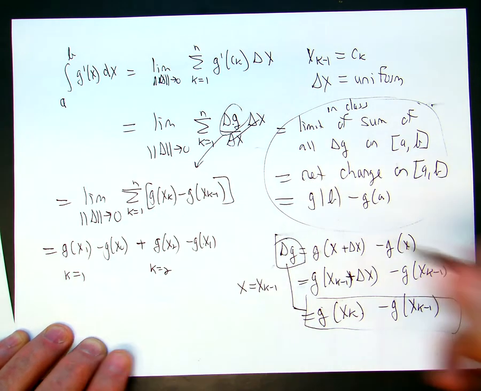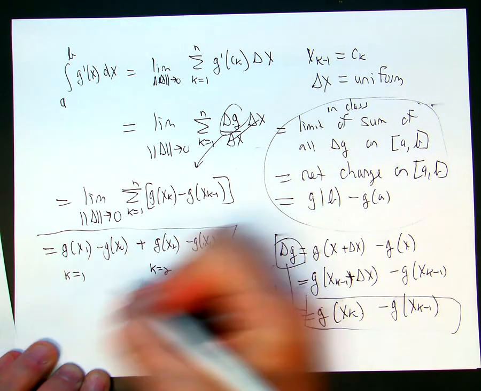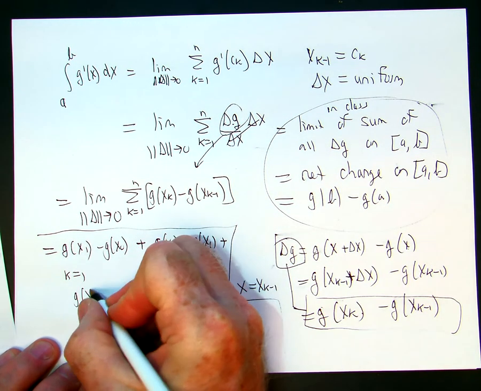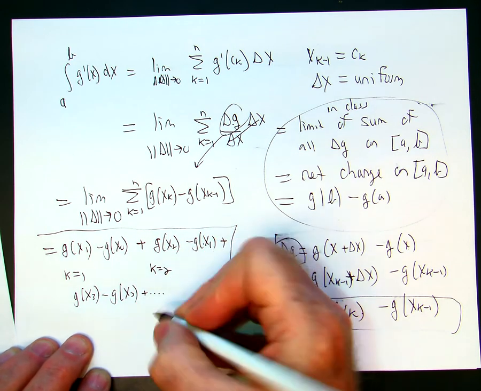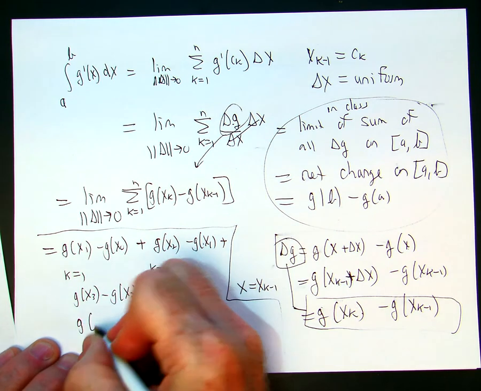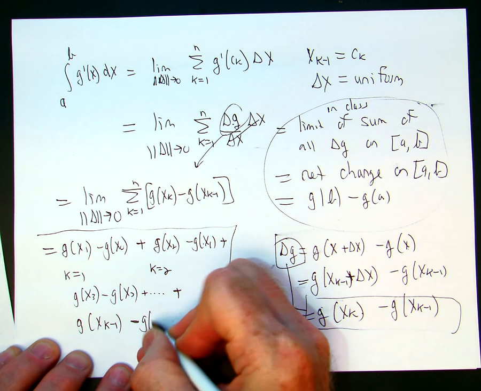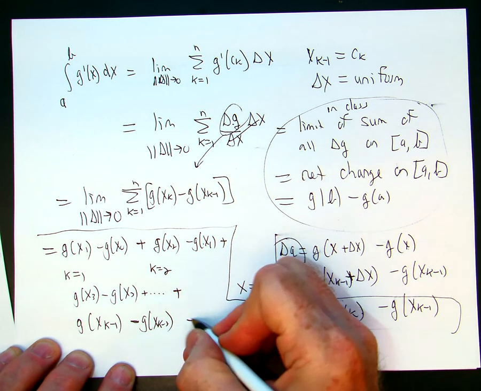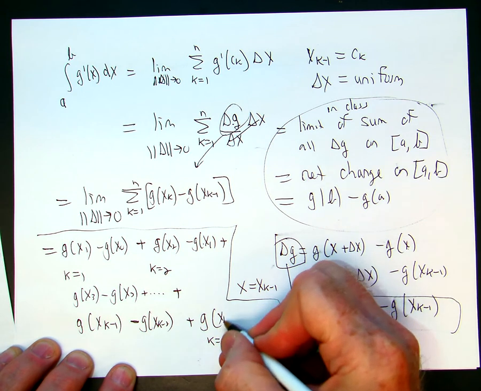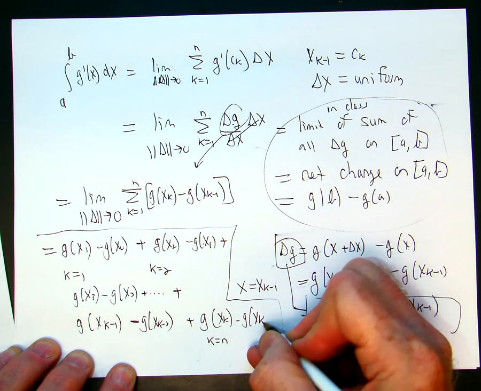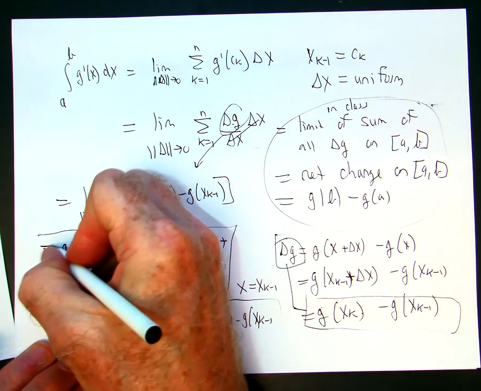Note what's going to happen. Here, I'm going to block this off. When k is equal to 3, I get g of x3 minus g of x2, and I keep going, and I get g of xk minus 1 minus g of xk minus 2, and the last one. So when k is equal to n, I get g of xk minus g of xk minus 1. So basically, I'm taking this right here, and this is going to be equal this limit.